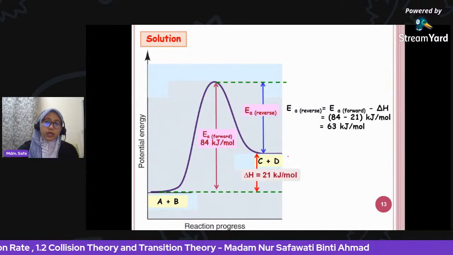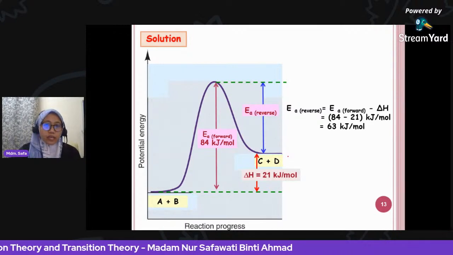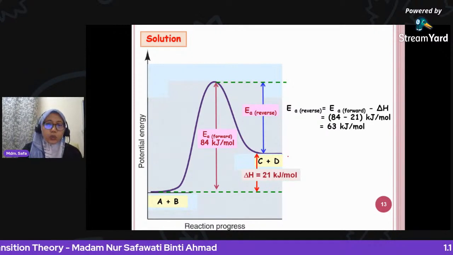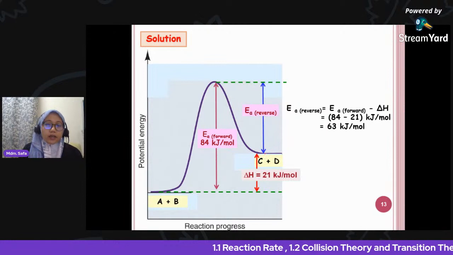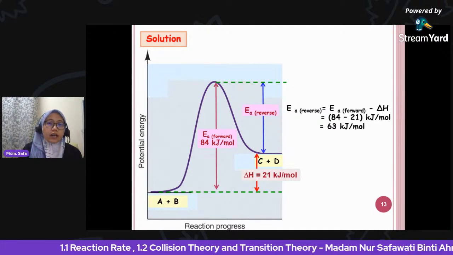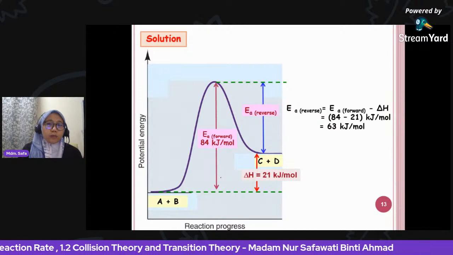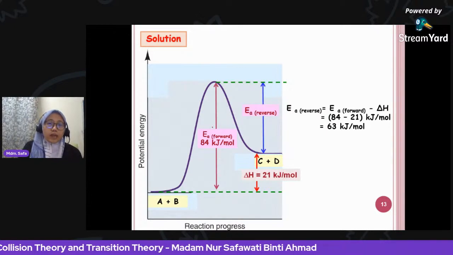So ini adalah dia punya energy profile diagram. Dia bagi kat situ dia punya delta H is positive 21 kilojoule per mole. So it is endothermic reaction. Okay, and then dibagi EA for the forward reaction, EA adalah 84 kilojoule per mole. So kita lukis di sini. So we can relate it.